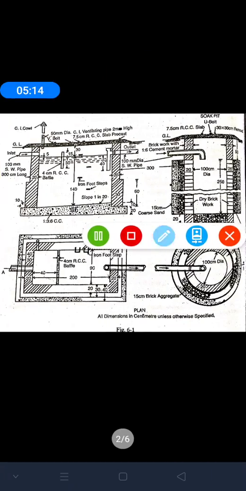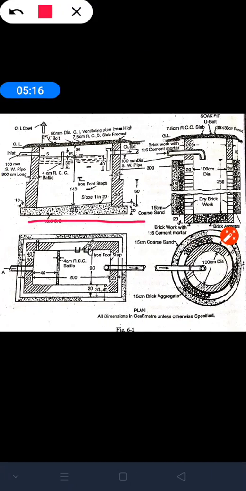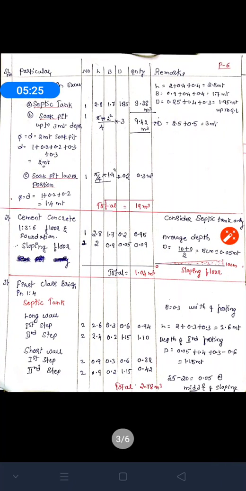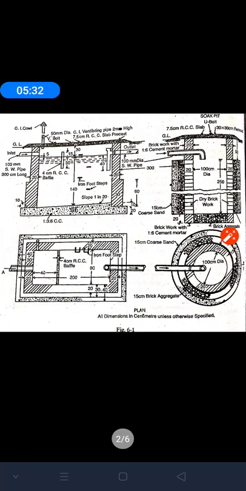So this is 2.8 from edge to edge, then from edge to edge is 1.7, then thickness from edge to edge is 0.2. Okay, so we got the quantity after multiplying 2.8 into 1.7 into 0.2, that is 0.95. Then the sloping floor. So here we have a sloping floor, guys.